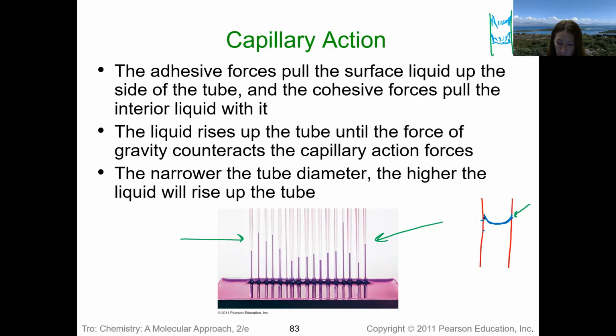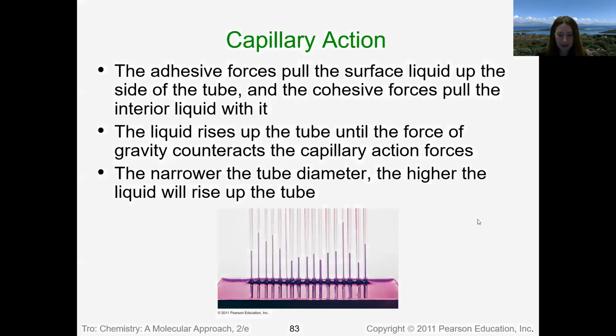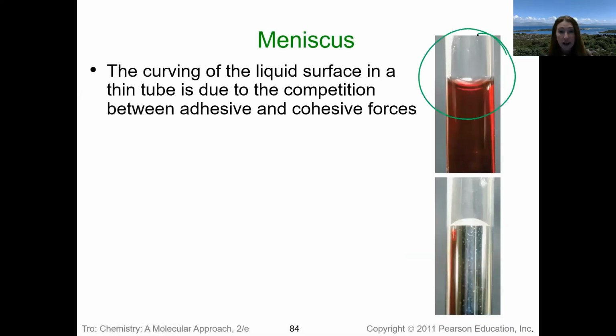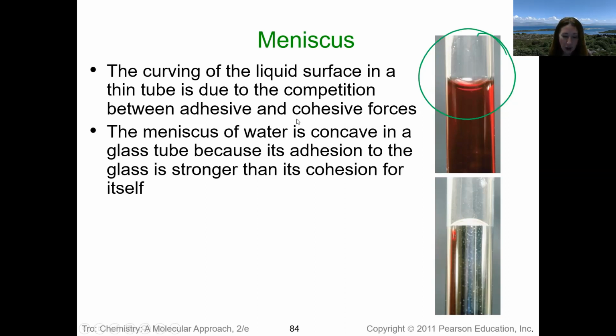And so they're pulling the water molecules up the side, creating this meniscus. That's why whenever we read the volume, we always read it from the bottom of the meniscus. Right? So this is what we see every time we put anything in our graduated cylinders. So it's this curving of the liquid is, again, a difference between the adhesive and the cohesive forces.